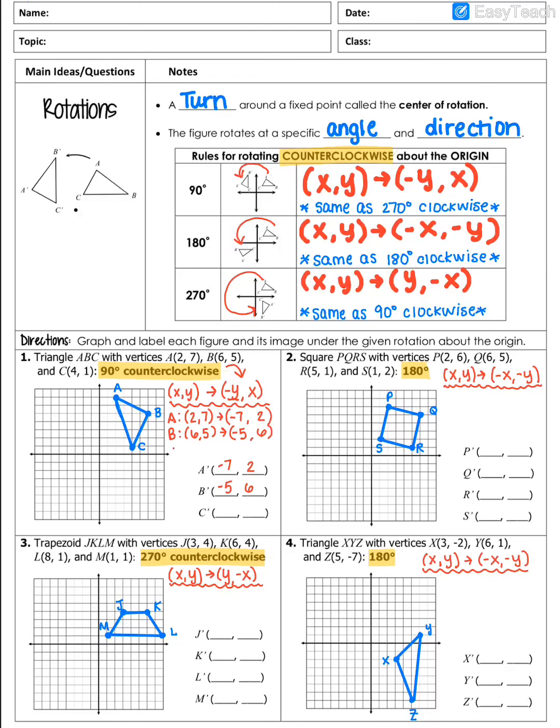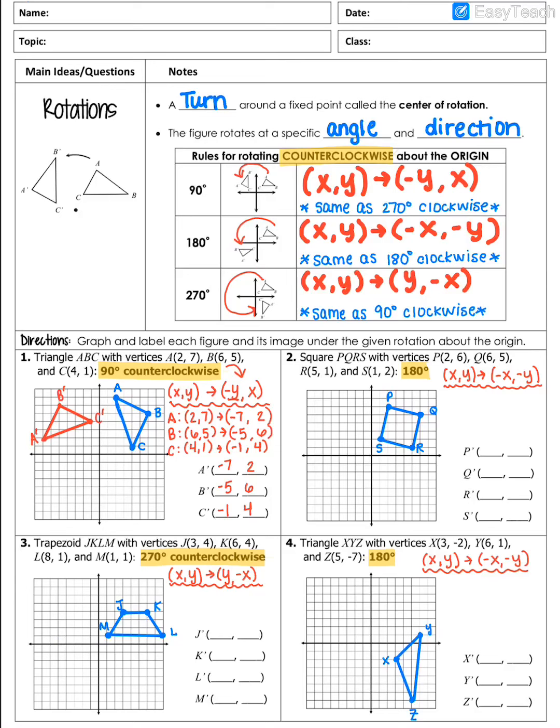And then for C, we have the point 4, 1. Flip-flop x and y, so it becomes 1, 4, and then that first number becomes negative, or changes sign. Okay, so now I'm just going to plot those points. I'm going to actually pause it while I do that real quick.